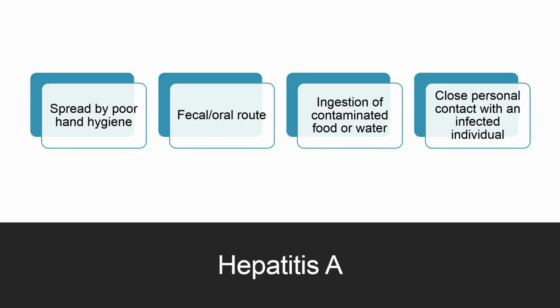Let's talk about the different types of hepatitis. There are 5 types of hepatitis: A, B, C, D, and E. Hepatitis is a systemic viral infection. It can cause necrosis and inflammation.